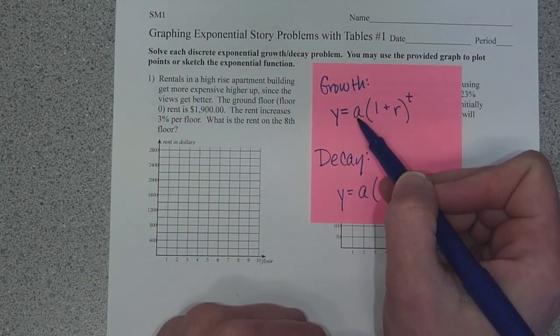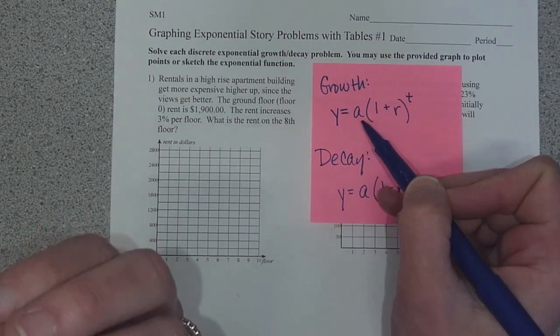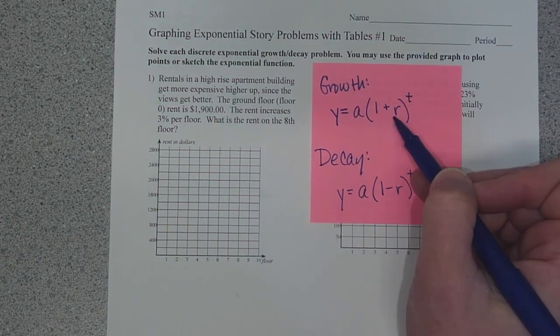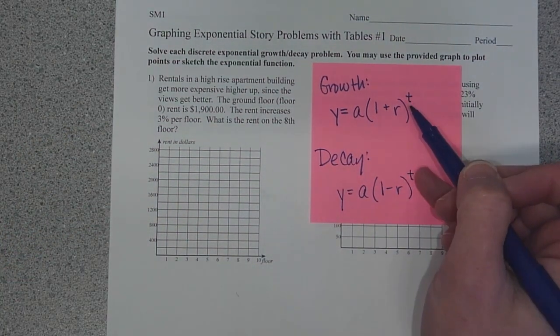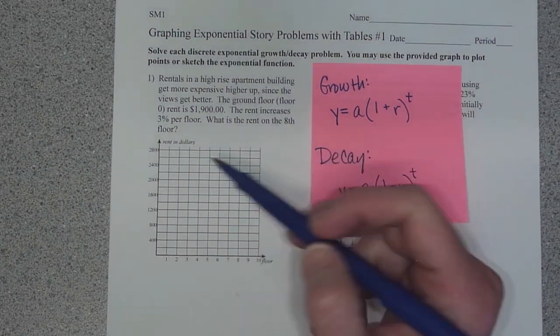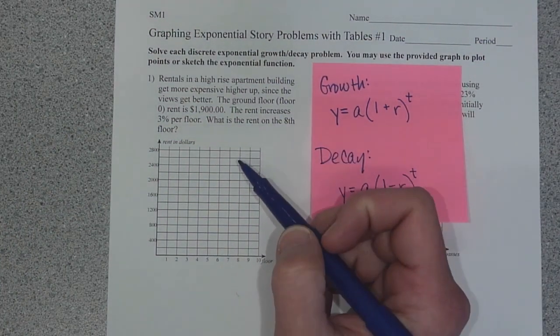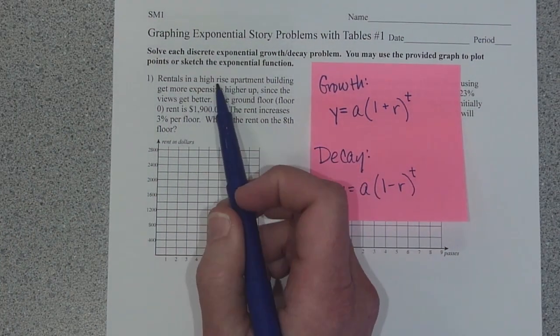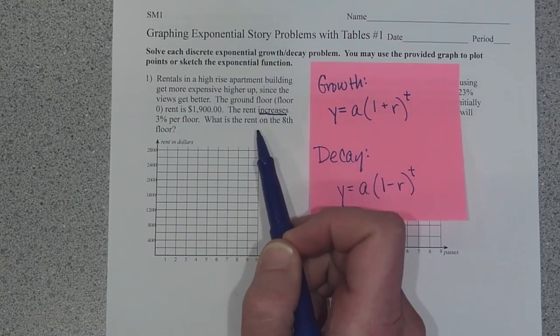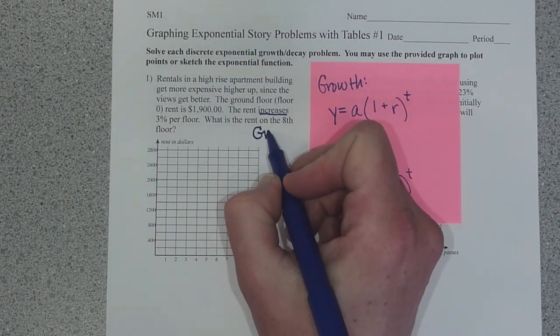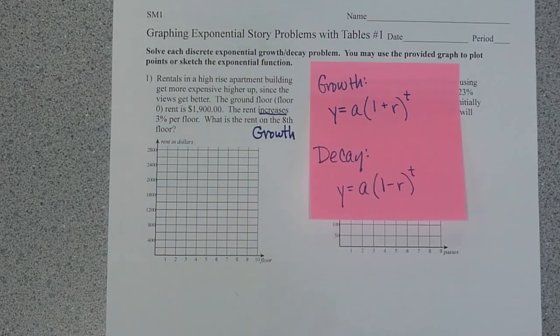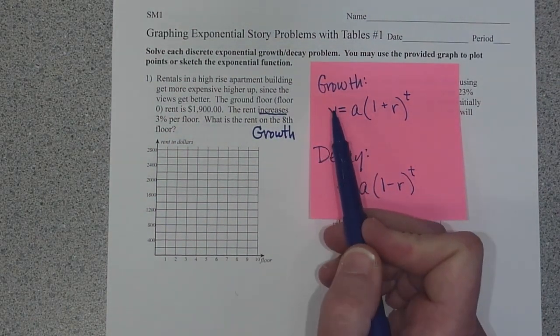The A stands for the initial amount, the amount you're starting with. The R stands for the rate, and the T stands for the time. So let's take a look at our problem. First of all, is it growth or decay? Well, it says the rent increases, so I'm thinking that this is going to be a growth problem. So we're going to use this equation right here.